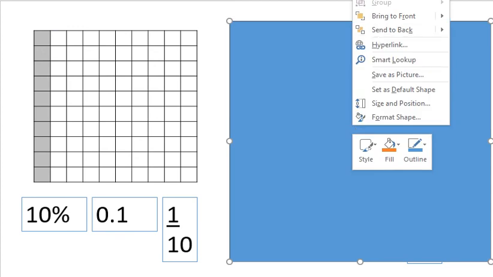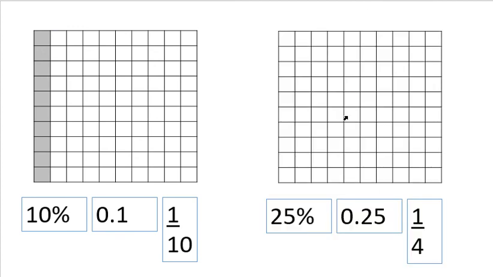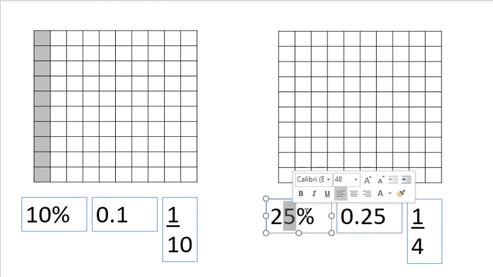I can now show you this one here. This one's slightly different for 25%. For 25%, now we have a non-zero in the ones column for our percentages. All of our other percentages were a multiple of 10. So now we're moving into something different. So here it is, 25%.